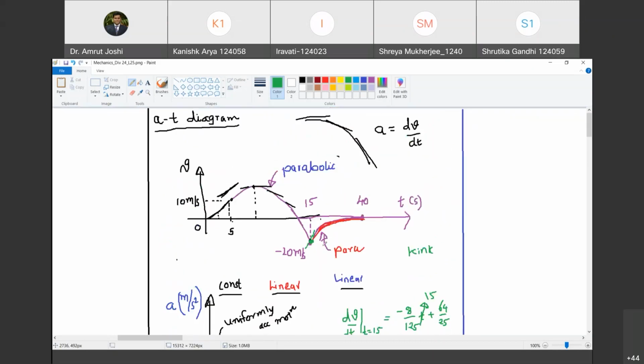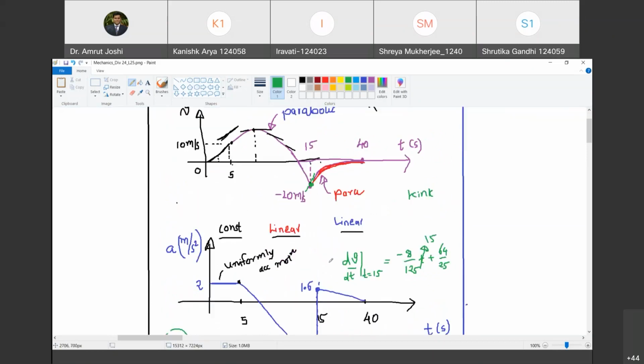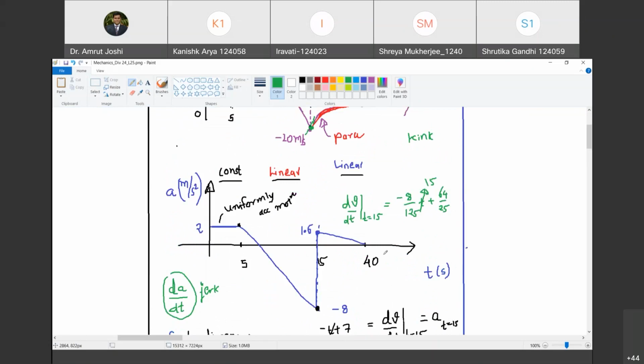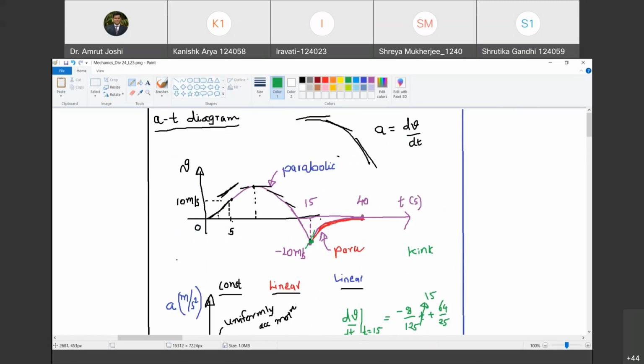However, now let us talk about this zone, 15 to 40 seconds. Now we have obtained one point there, 1.6, and what is dv by dt at time t equal to 40 seconds? It is 0. So therefore acceleration here is 0, and we have 2 points. We can join these 2 points to form a line. Do you agree with me? Yes, sir.